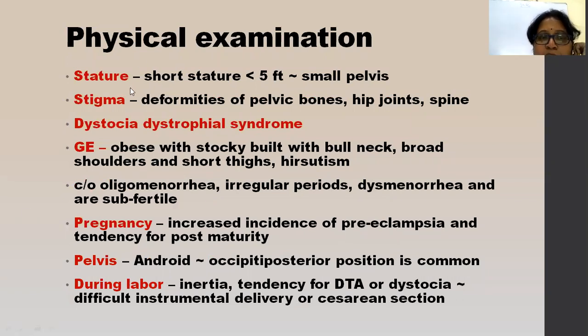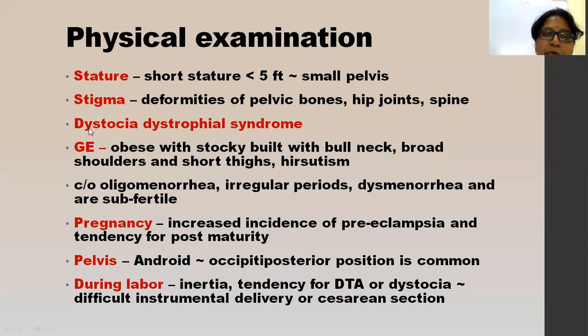You have to look at the stature of the mother. If the mother is of short stature, that is less than 5 feet, then you can expect the mother to have a small pelvis. Then any deformities of the pelvic bones, hip joints, any deformities of the spine, you have to look for them. Whether she has any kyphosis, scoliosis, spondylosis, or polio of the pelvic bones. You have to inquire about all these things.